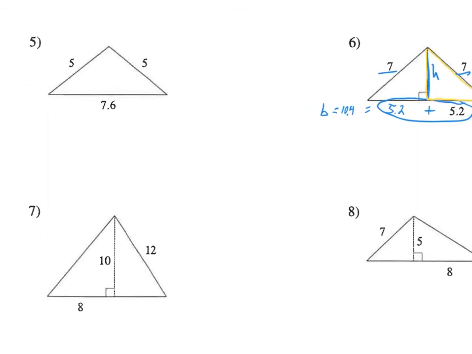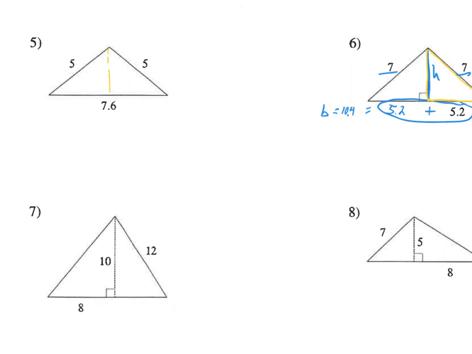Okay, number 5 will be very much the same thing, except you don't have the height drawn for you, so draw it yourself. That's going to split the 7.6 in half, which would give you the piece of the right triangle that you will need to find the height.